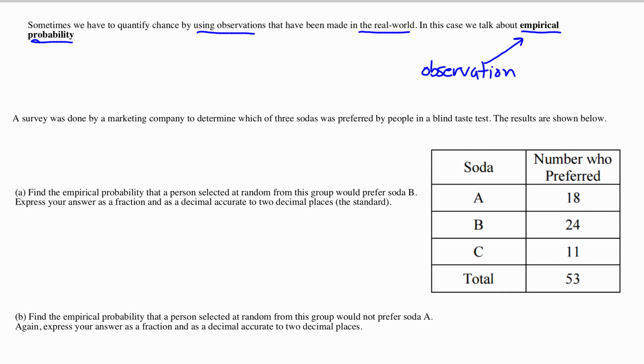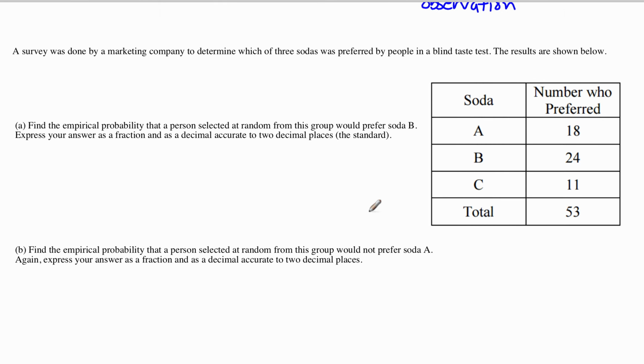So here we observed the answers to a survey. A survey was done by a marketing company to determine which of the 3 sodas people preferred in a blind taste test. Here are the results. So once again, first thing I notice is the total, 53. So that would be the number of outcomes. We could have had 53 possible different outcomes. Well, you're like, but they're only tasting 3 different sodas. But we talked to 53 people.